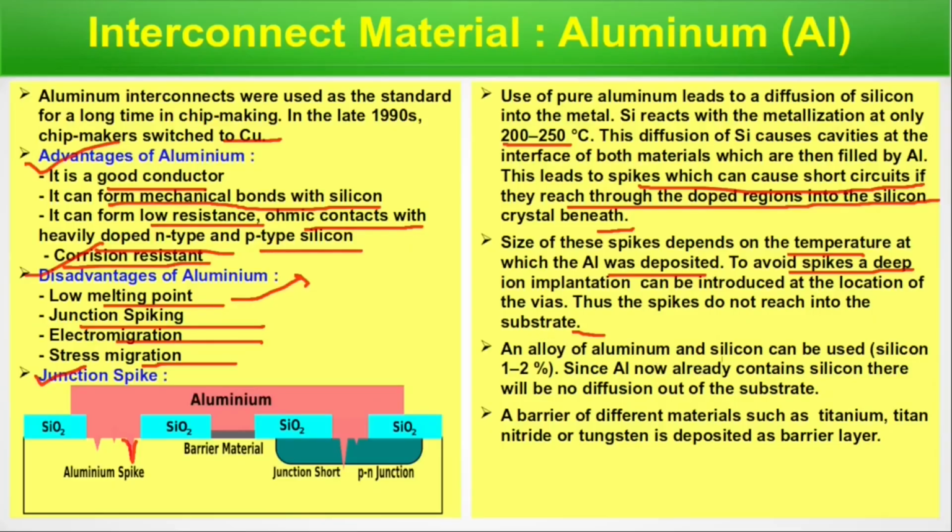Now, if we use an alloy of aluminum and silicon, then what happens? Silicon is already present there, so the existing silicon doesn't move, doesn't leave its place. So, spiking will not happen.